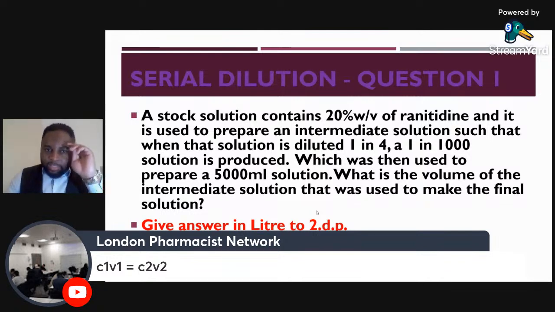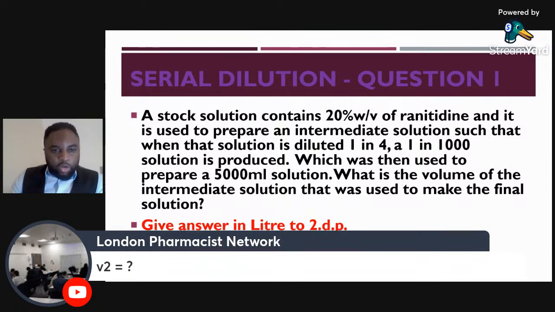Okay, now let's put the numbers in. Let's start from the easy side, which is the C2V2 side. What is the final volume of our final product? What is the volume of our final product, which is V2? Somebody tell me, what is V2? So you get the answers, you just pop them into the equation straight away.